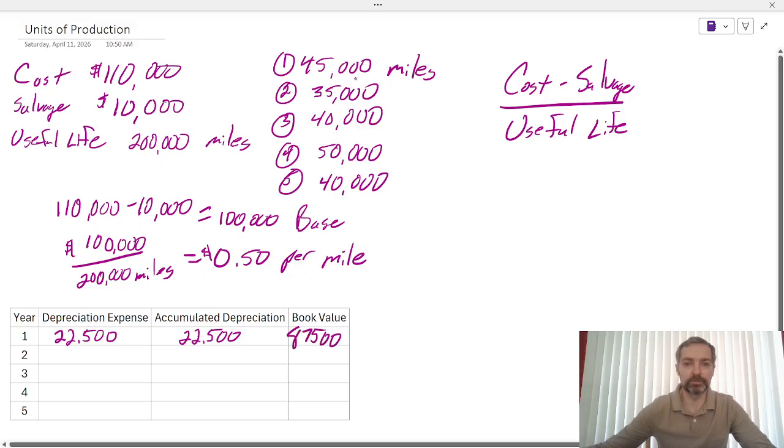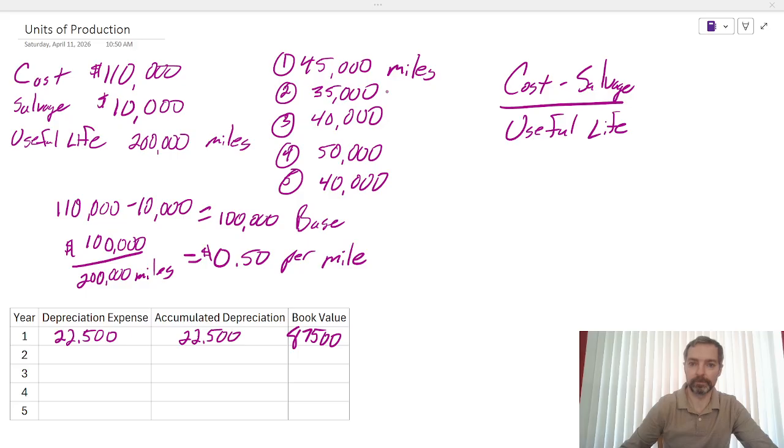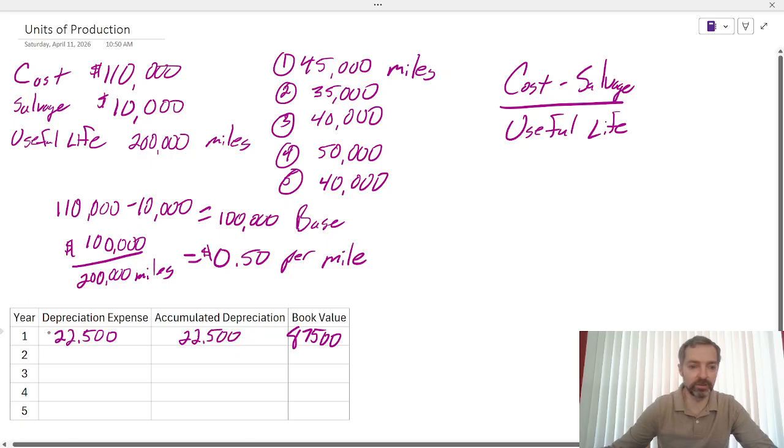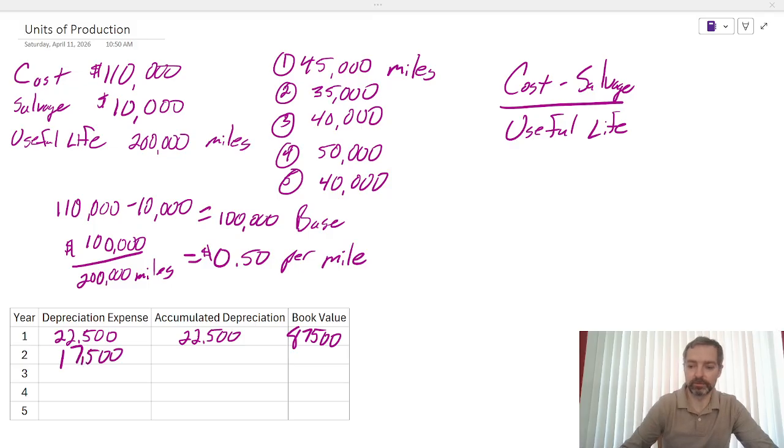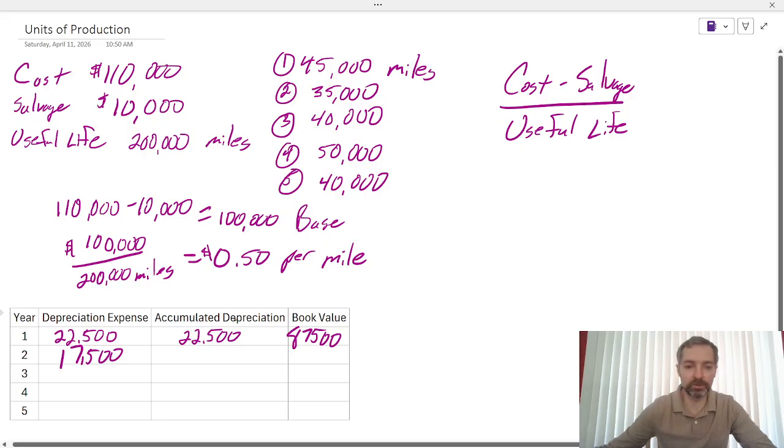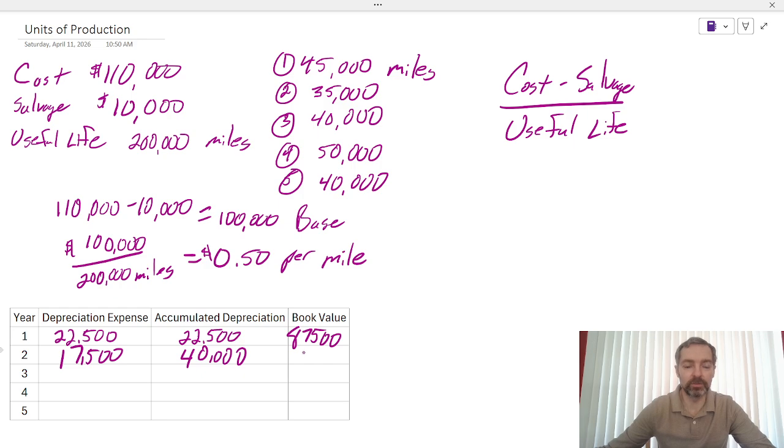The next year, I drove 35,000 miles. At 50 cents per mile, that costs 17,500 for depreciation. Accumulated depreciation is now up to 40,000, so the total of all depreciation expense prior to this. And book value would be 70,000. So that's 110,000 minus 40,000.